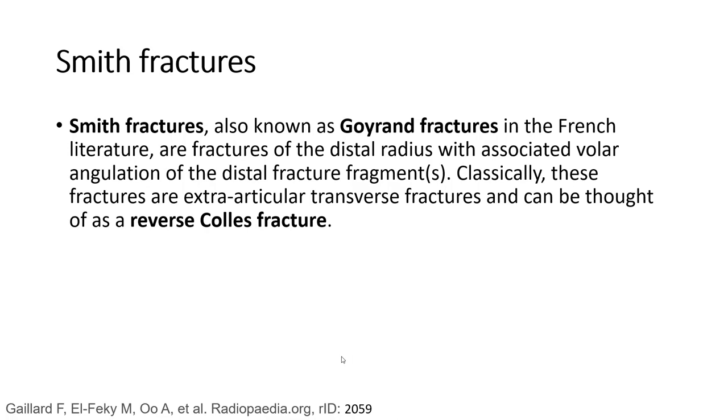Smith fracture, also known as Guérin fracture in French literature, is a fracture of the distal radius with associated volar angulation of the distal fracture fragment. Classically, these fractures are extra-articular transverse fractures and can be thought of as a reverse Colles fracture. Simply said, a Smith fracture is a distal radius fracture with volar angulation.